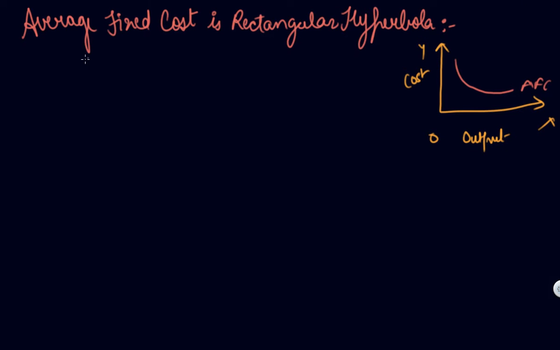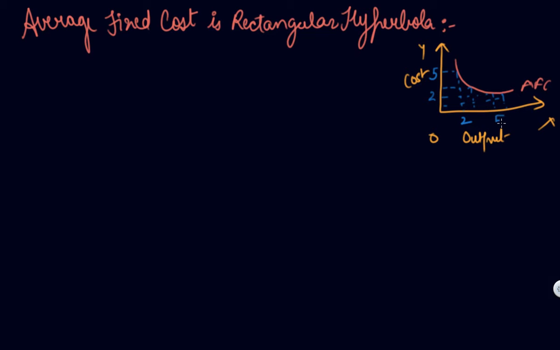See, the question is why average fixed cost is a rectangular hyperbola. What is the property of a rectangular hyperbola? That the areas of the constructed rectangles in this hyperbola are the same. Right? So let us take your cost. Average fixed cost is 5. Your output is 2. And then your average fixed cost is 2. Your output is 5.